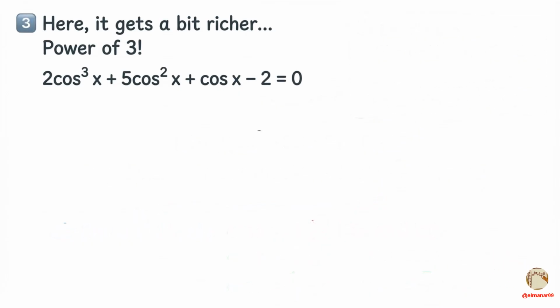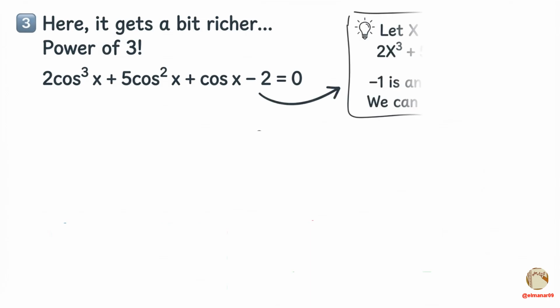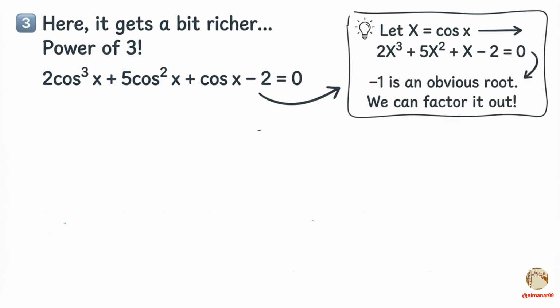Let's take a look at this third equation. It looks impressive at first, doesn't it? We have 2 times cosine cubed of x plus 5 times cosine squared of x plus cosine of x minus 2 equals 0. But don't let it intimidate you. To simplify everything, we'll use substitution. We set capital X equal to cosine of x. Notice how the equation immediately becomes more familiar. It transforms into a third-degree polynomial. 2X^3 plus 5X^2 plus X minus 2 equals 0.